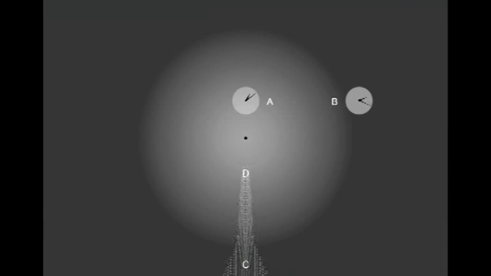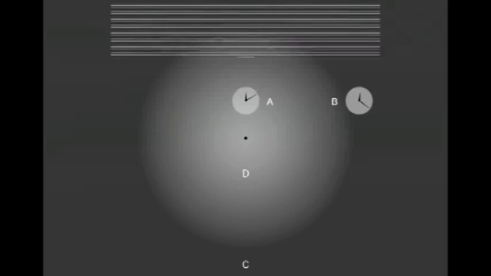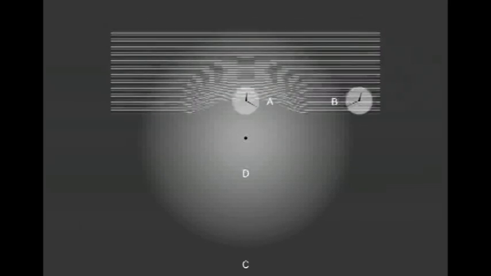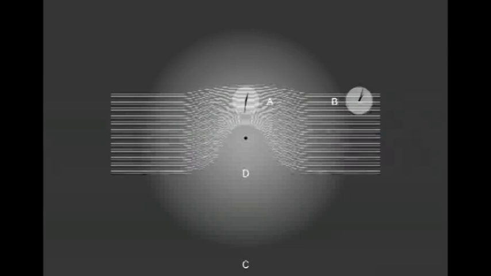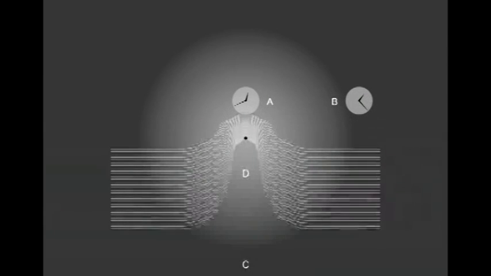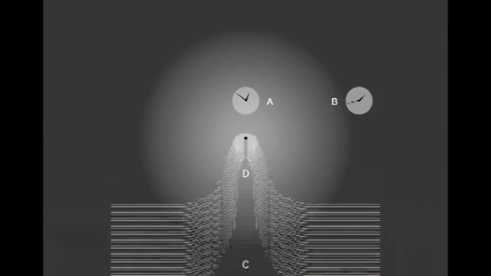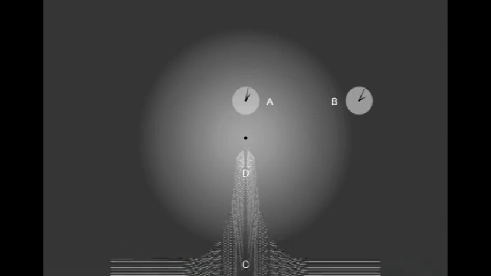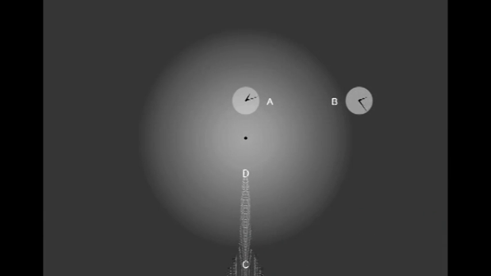The white lines moving from top to bottom represent light from a distant source that is traveling through the gravitational field. We can imagine it's light from a supernova or maybe a distant galaxy. The letters represent observer positions. Two of these positions have clocks and will represent time dilation.